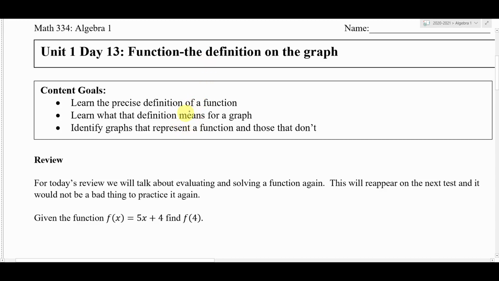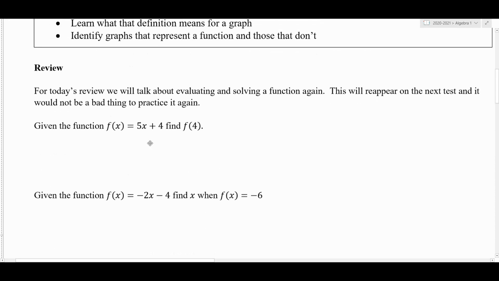All right. For review today, what we're going to be doing is talking about evaluating and solving a function again. It's going to be on the next test again, so it's not a bad thing to practice. Okay, so this is one of the first things that we did. We learned how to put an input into a function machine and see what we get out.